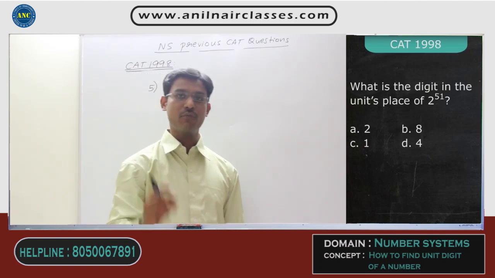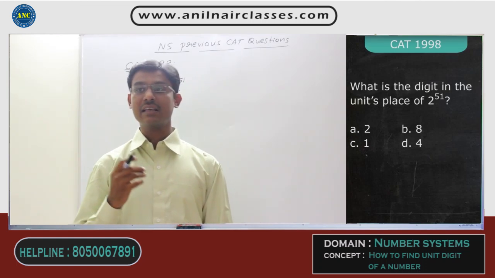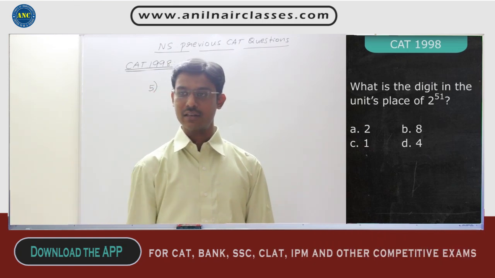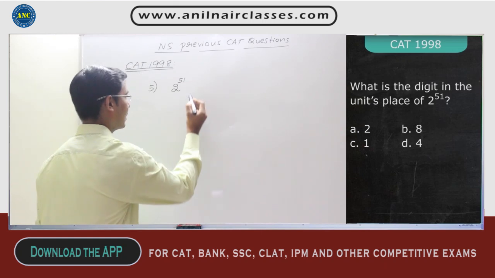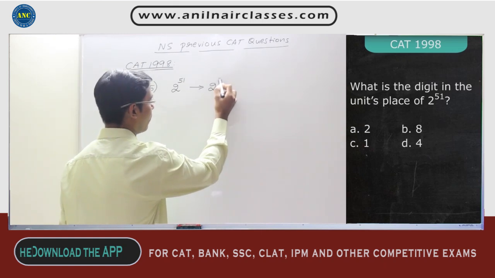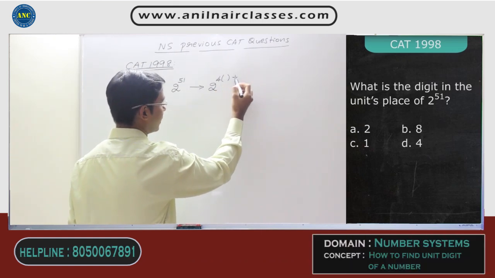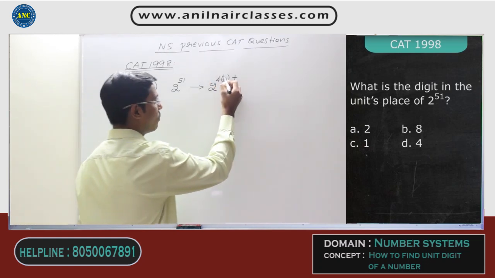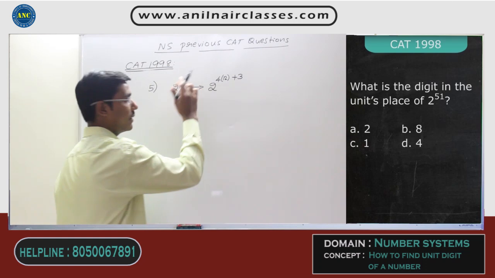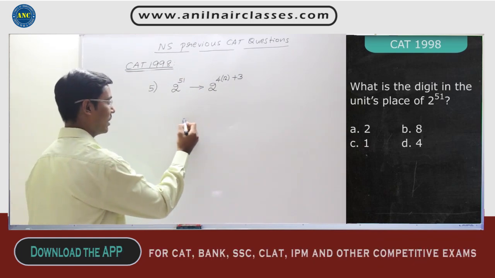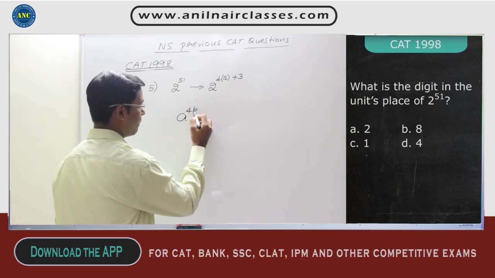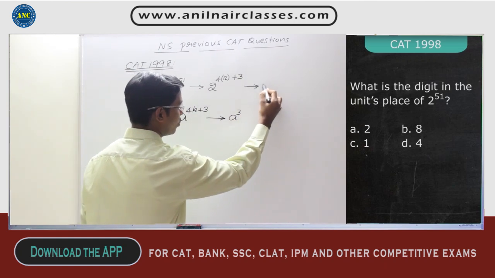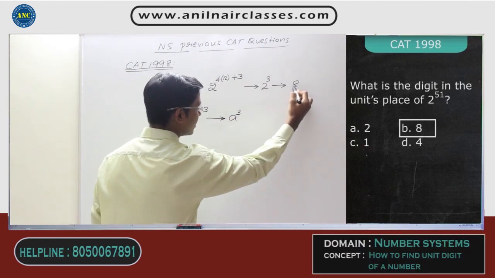We discussed a beautiful concept saying that the generic cyclicity of the unit digit of any number is always 4. Right? The generic cyclicity is always 4. That means try to express it in the form of 4 into something plus something else. Can I write it as 4 into 12 plus 3? 4 into 12 plus 3 is nothing but 51. We already know the concept that a power 4k plus 3 has unit digit the same as a power 3. So the answer should be 2 power 3. 2 power 3 is nothing but 8.